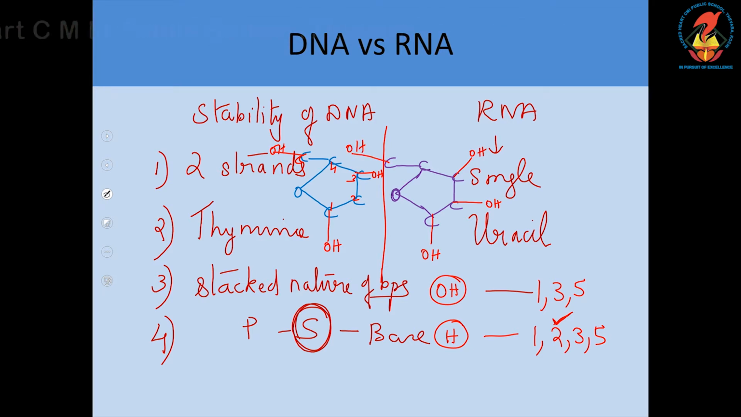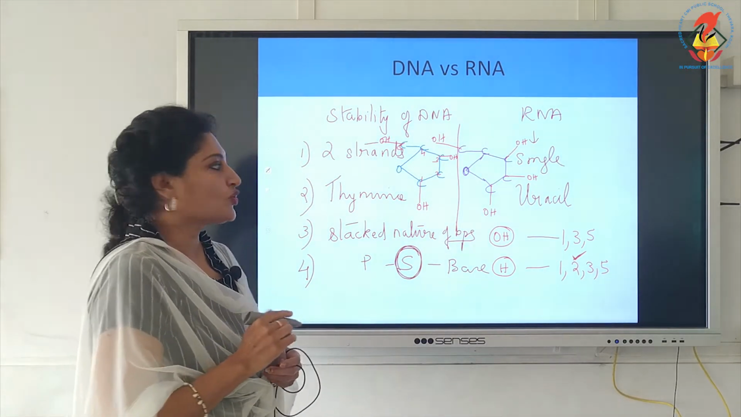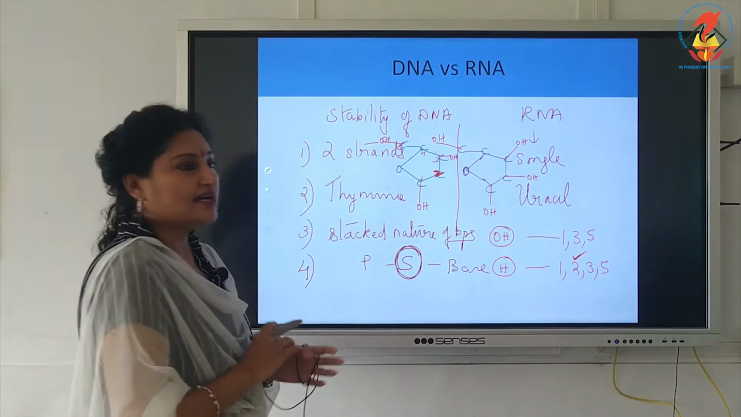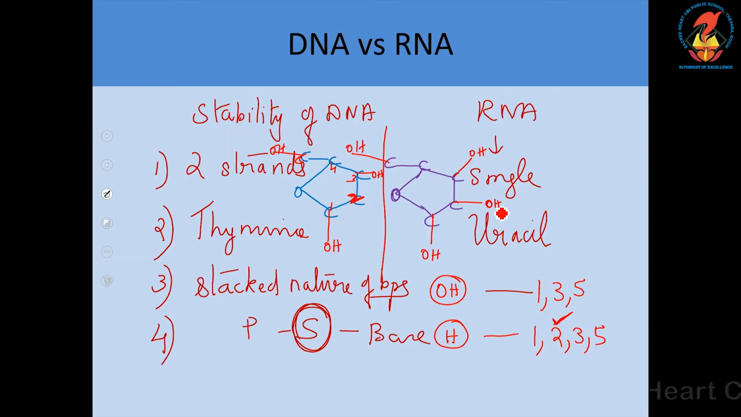So, what makes DNA more stable? The hydroxyl group that is lacking in the second position. It is not present in the second position of the carbon atom. Therefore, DNA is more stable than RNA. Or you can talk in terms of RNA. The hydroxyl group that is attached to the second carbon compound, this one, makes it very reactive.